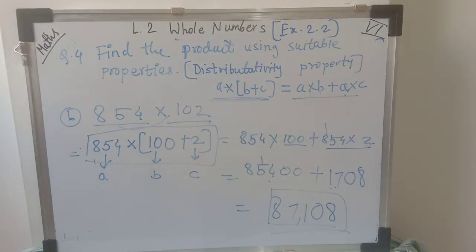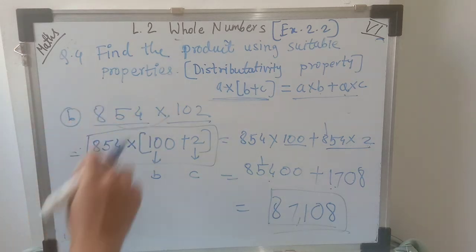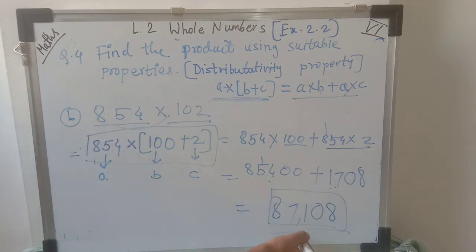If you are changing numbers and you want to check whether your answer is correct or not, what will you do? If I want to cross check whether the answer I got, 87,108, is right, what I will do is, in the traditional way, directly multiply 854 by 2.